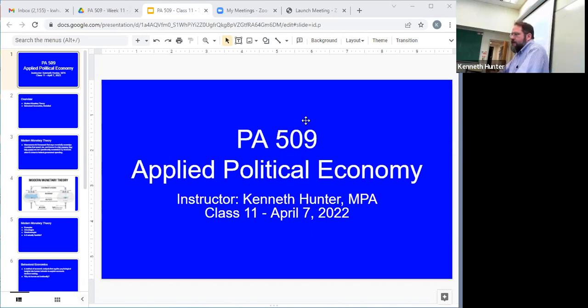So tonight is kind of an addition from the text. This is not necessarily covered in the text, even though we'll kind of go back to something that was kind of talked about in the text a little bit. But I am looking forward to this class because we get to talk about some interesting topics tonight here in PA 509, Applied Political Economy.